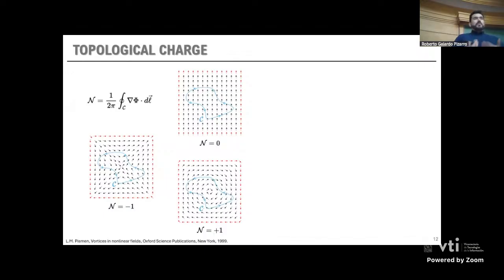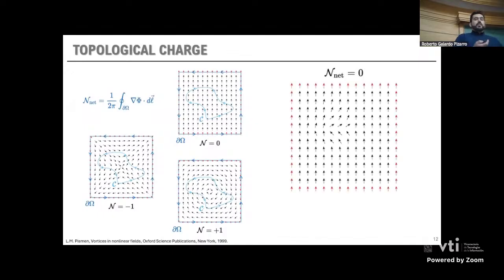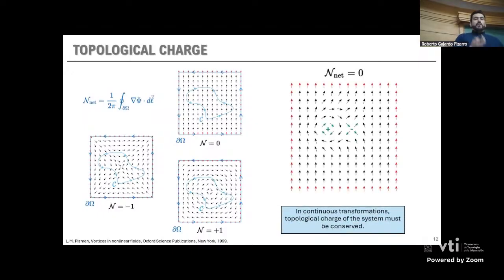In particular, this definition also tells us that we can define a net topological charge for a system that has to be consistent on how the parameter is oriented in the boundary of our system. In that way, if the boundaries of our system don't change, it means that the net topological charge must be conserved. So as a consequence, in those cases, in continuous transformations, we can only create or destroy topological charge in pairs.